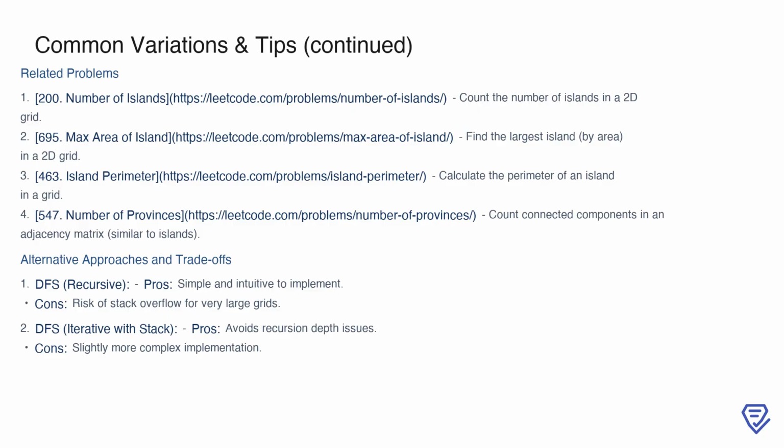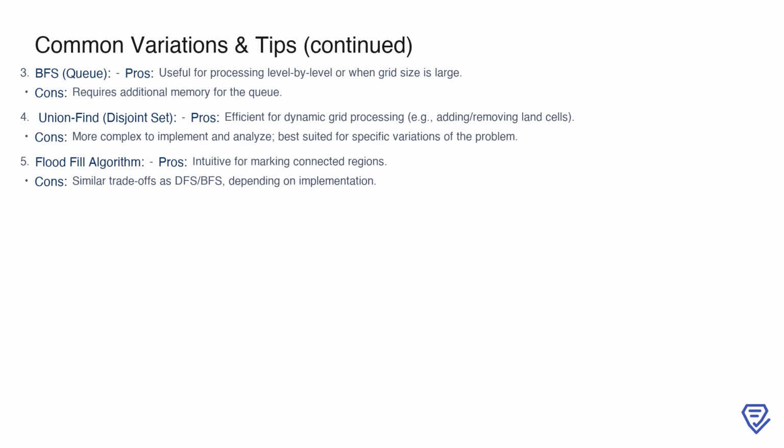As for the techniques themselves, recursive DFS is a simple and intuitive choice, but it carries the risk of stack overflow on large grids. Iterative DFS, which uses an explicit stack, avoids this issue but can be a bit more complex to implement. Both approaches have their strengths and weaknesses depending on the problem constraints. BFS is another powerful approach, particularly useful for processing level by level or when dealing with large grid sizes. However, it does require additional memory for the queue, so that's a trade-off to consider.